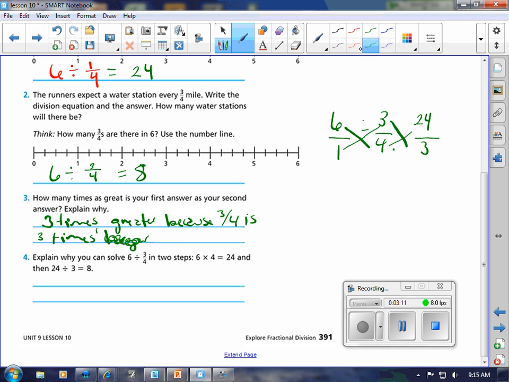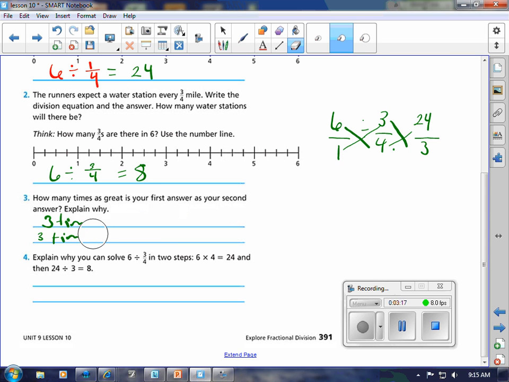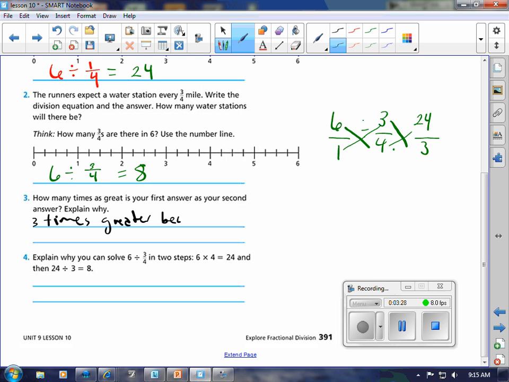Let me redo this one, guys, because the way I'm writing it doesn't make sense. Okay, it's going to be 3 times. It is going to be greater. 3 times greater, because there are 3 1/4 in 3/4. Okay, so there will be 3 times as many fourths in 6 as there will be 3/4 in 6.